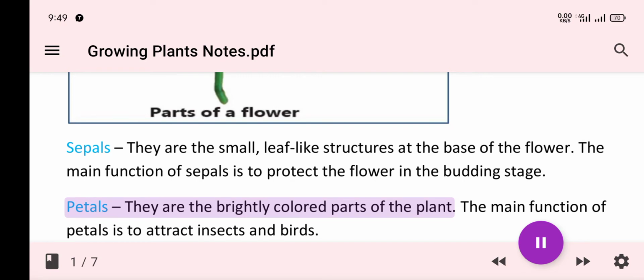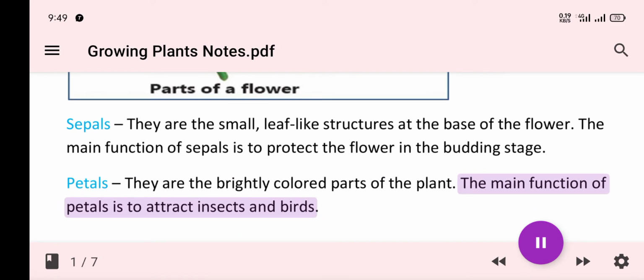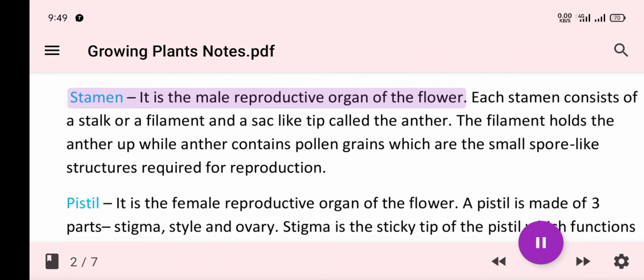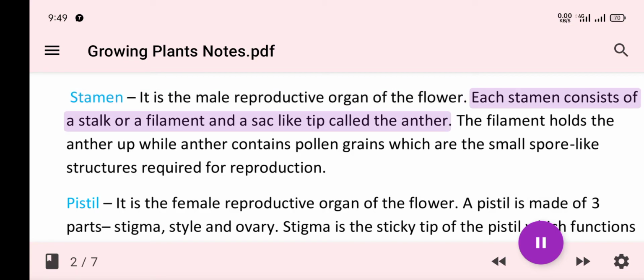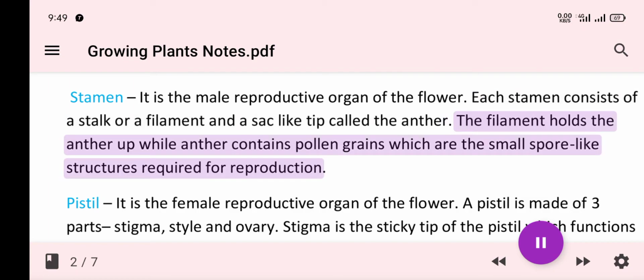Petals: they are the brightly colored parts of the plant. The main function of petals is to attract insects and birds. Stamen: it is the male reproductive organ of the flower. Each stamen consists of a stalk or a filament and a sac-like tip called the anther. The filament holds the anther up while the anther contains pollen grains, which are the small spore-like structures required for reproduction.